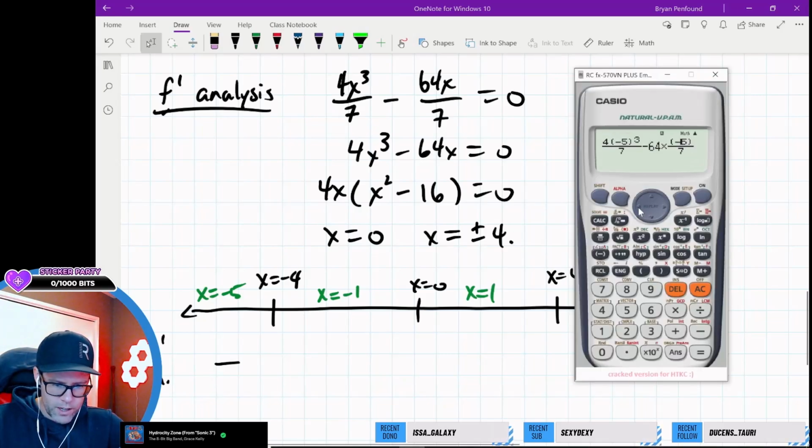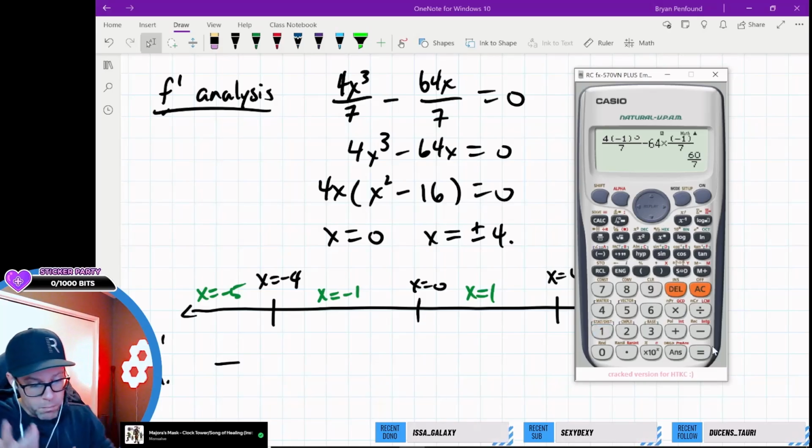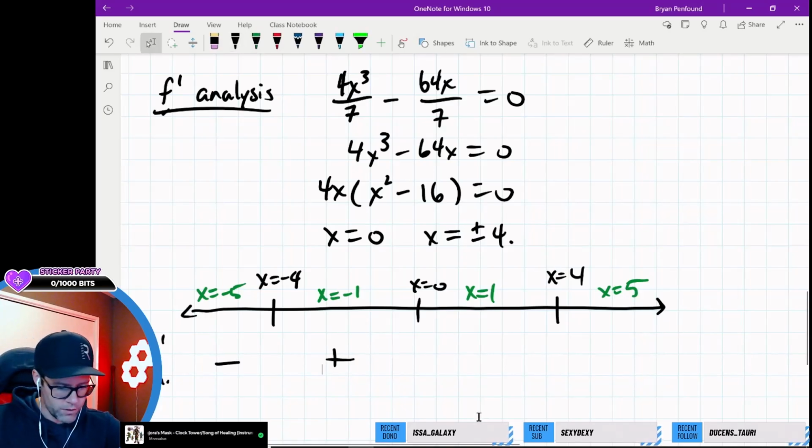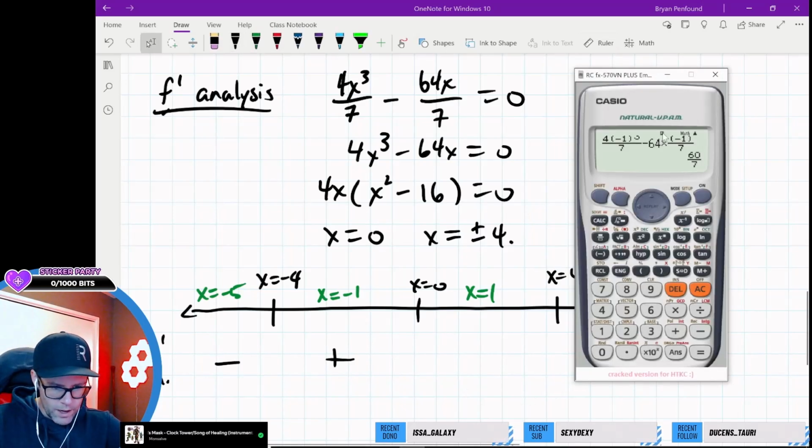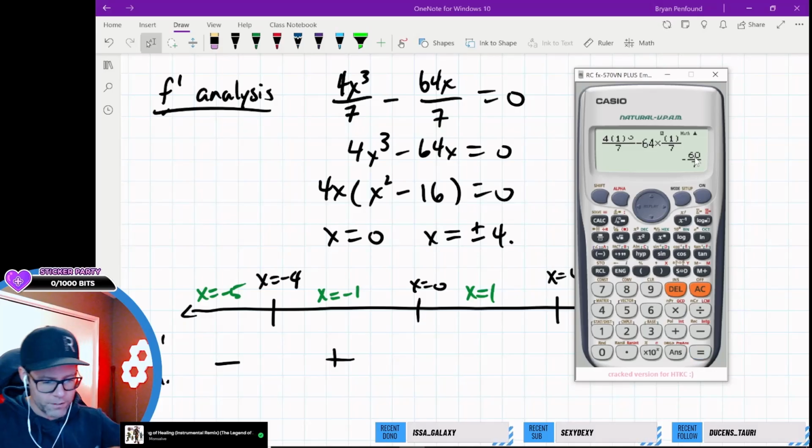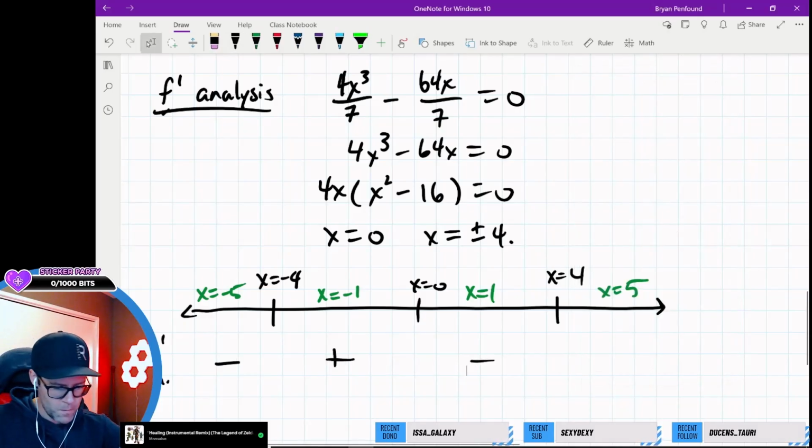How does that change if I plug in something in the next interval? So something like negative 1. It gives me a positive sign now, so positive 60 over 7. I suspect that if we do positive 1, we get the same thing, right? No, we get a negative. Okay, so a negative sign here.